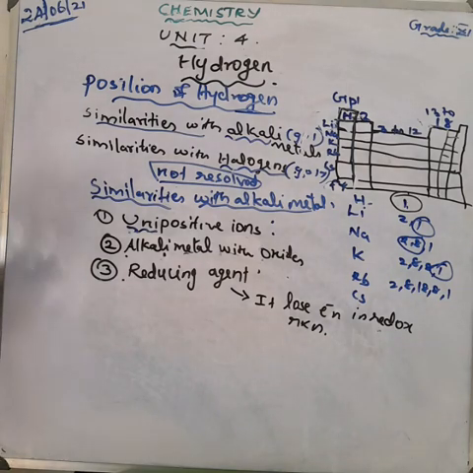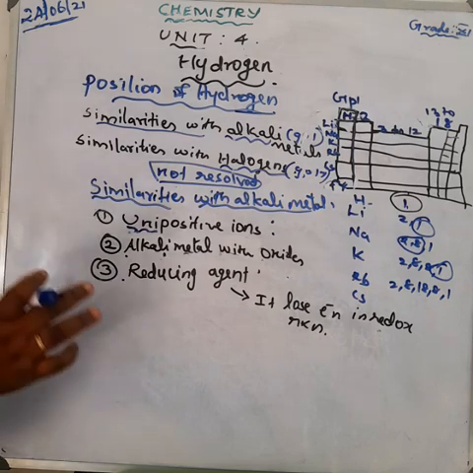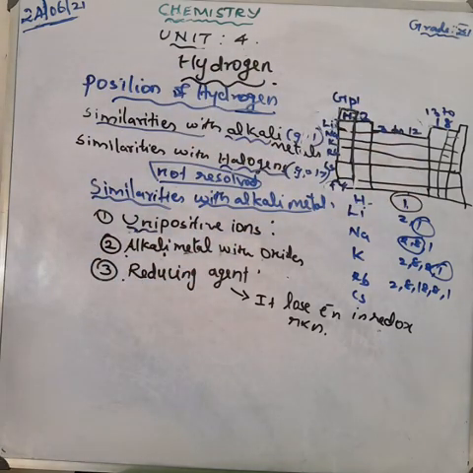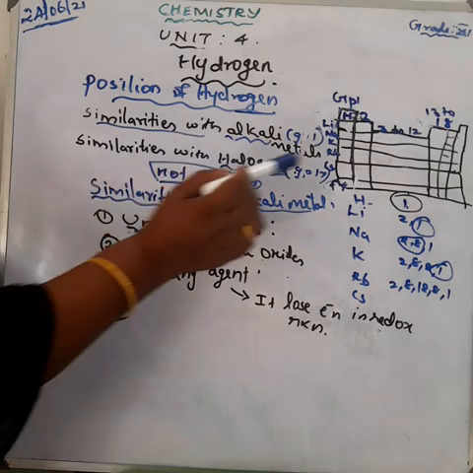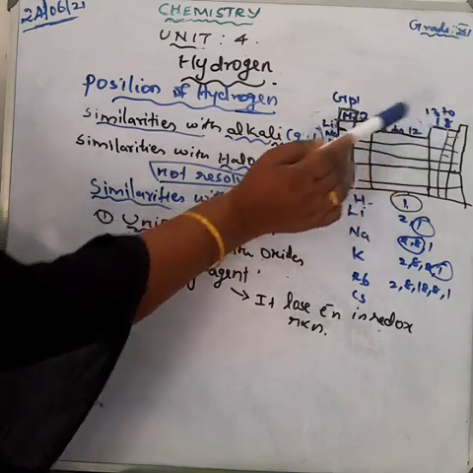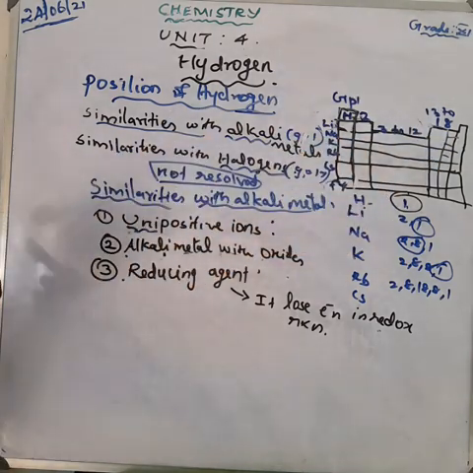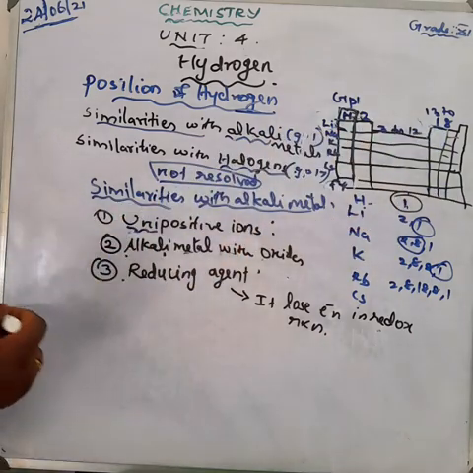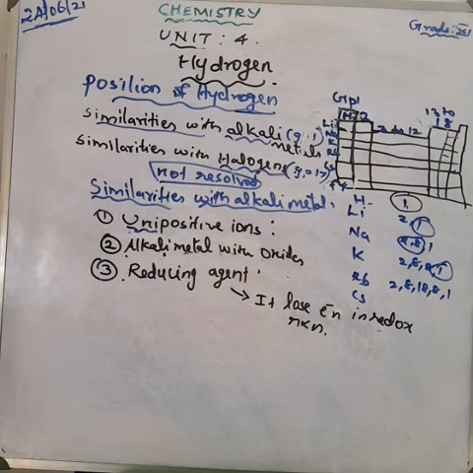We are now studying the position of hydrogen in the periodic table. We know the elements are arranged in increasing order of their atomic number in the modern periodic table, but certain properties of the elements are repeated at regular intervals of atomic number. Elements with similar characters are arranged in the same group. We studied that clearly. Here, what is the position of hydrogen in the periodic table?